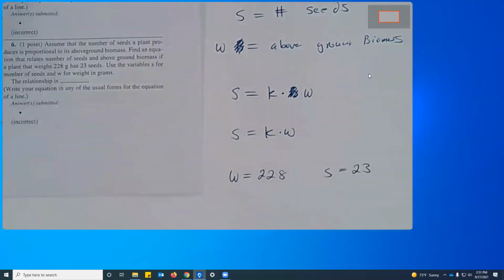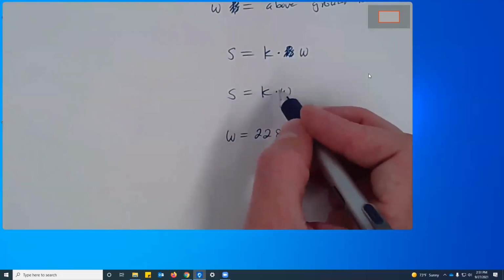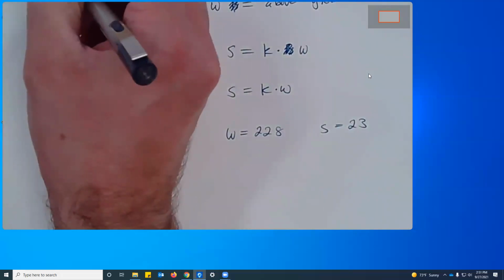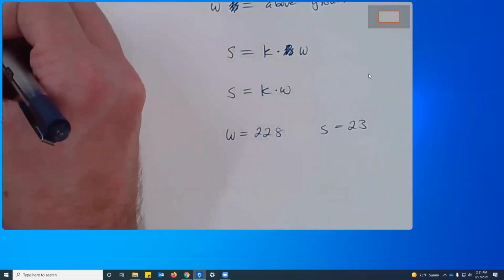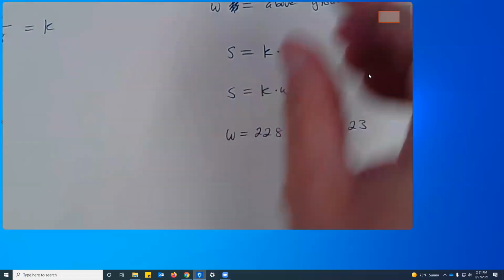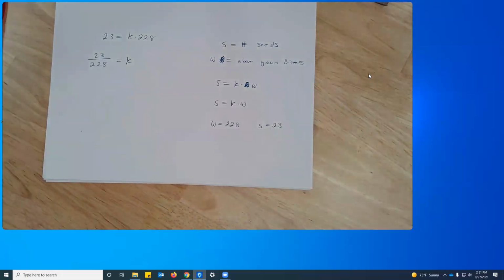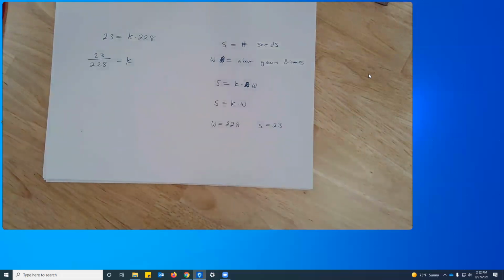That's not a terrible problem. All we're going to do now is use these numbers to solve for K. So I'm going to write that 23 equals K times 228. And then I'm going to get K equals 23 over 228. I would definitely recommend not getting a decimal approximation unless someone asks you to. So you want to be as exact as possible when you're doing these things. The number here is 23 over 228. It doesn't really simplify. That's just it.